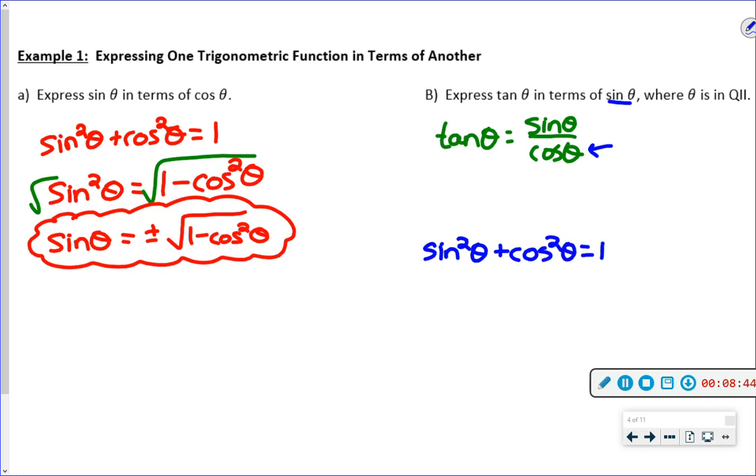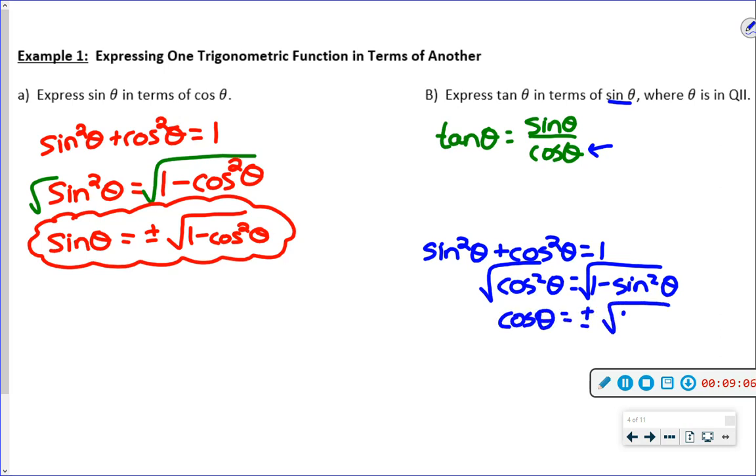And I want to swap out that cos of theta. I want to substitute something in. So I'm going to solve this for cos of theta. I'm going to subtract sine squared off. And then, of course, we would root it. So I know I need the plus or minus. I'm going to talk about the plus or minus.